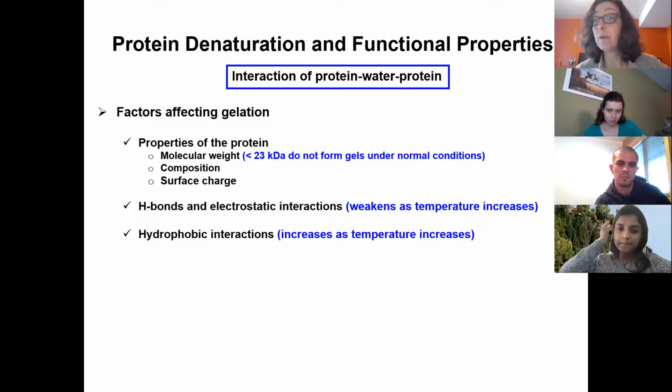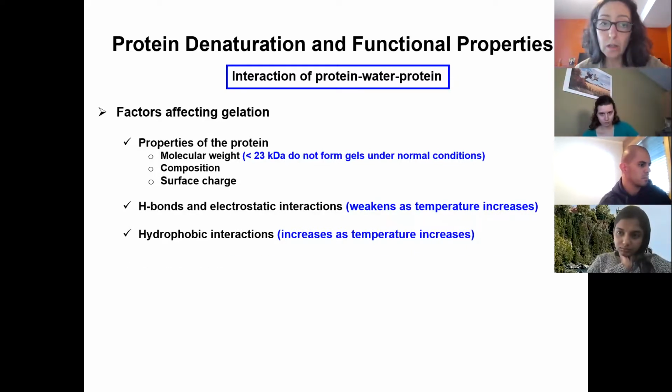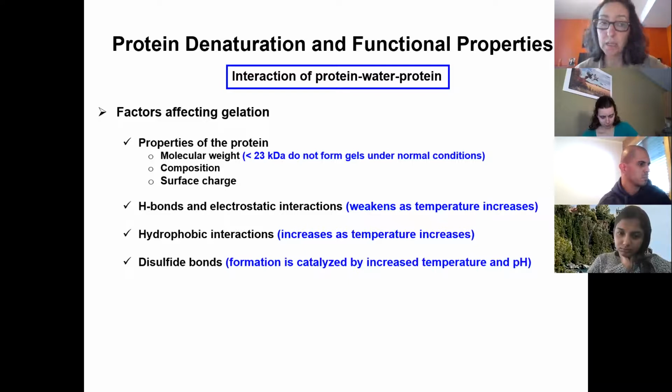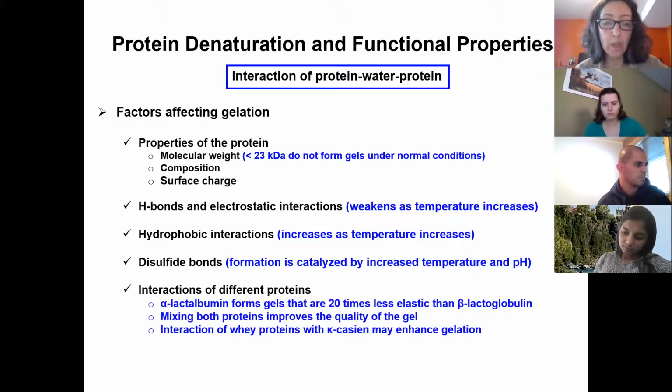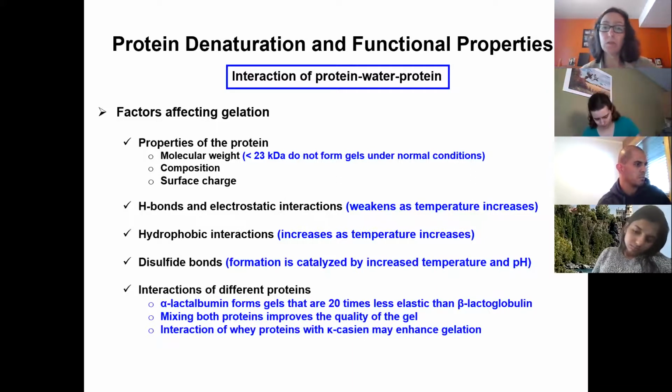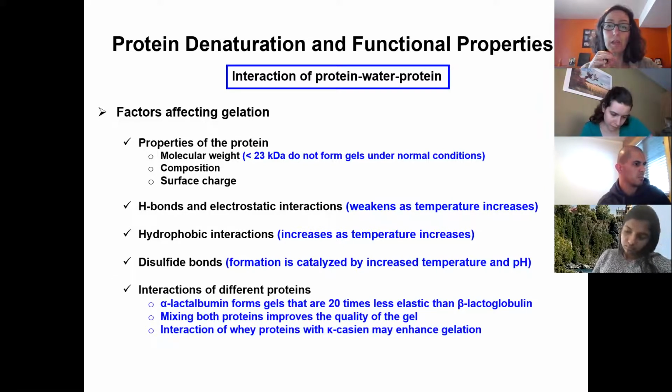And when you have high hydrophobicity, you have more interactions upon thermal treatment, so you form stronger gels. And we talked about the disulfide role in the formation of strong gels, and how with temperature and high pH, the higher the pH, the more the disulfide linkages can occur as well. Also, you have interactions with different proteins. So if you take one whey protein, alpha-lactalbumin, and try to form a gel, it forms a really less elastic gel, less strong gel.